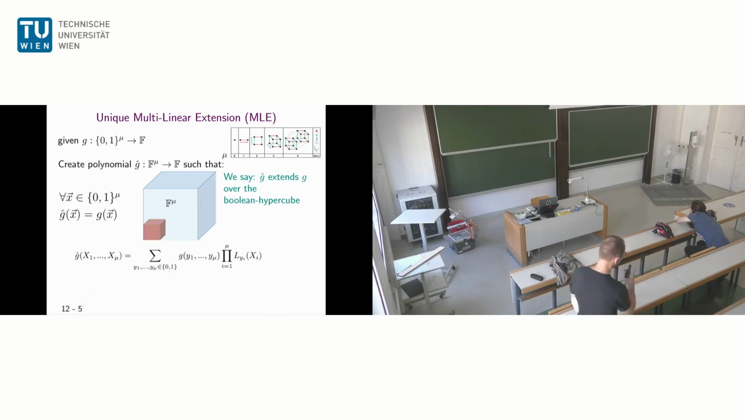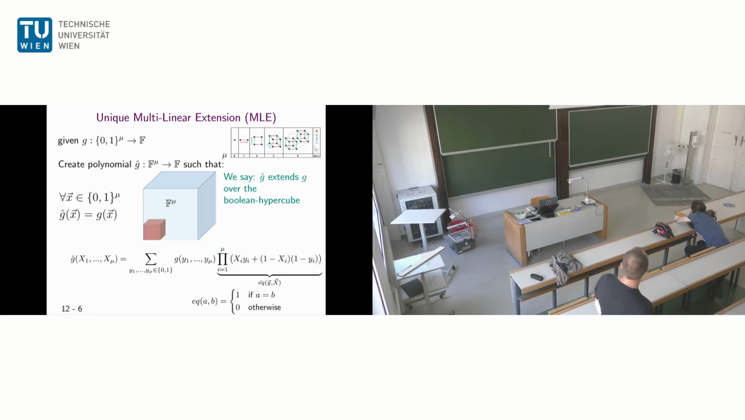We can write this a bit more formal, and it looks like this. And we can write out what the Lagrange polynomials look like. Then we get this object. And this object is also often denoted as the equality function. So this EQ hat is the extension of a function, EQ, that outputs 1 if the two inputs are equal, outputs 0 otherwise. Okay? So this is the formulation we're going to work with later.